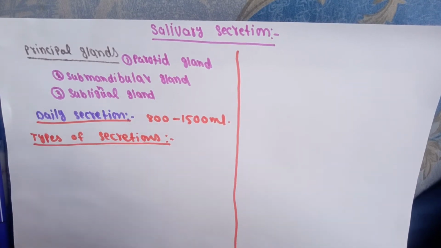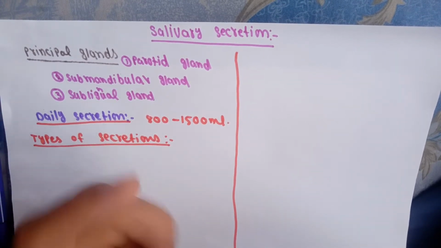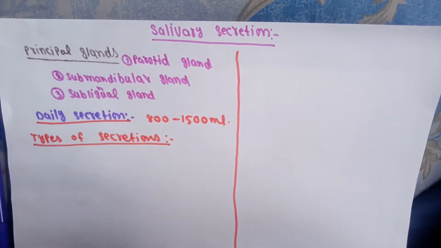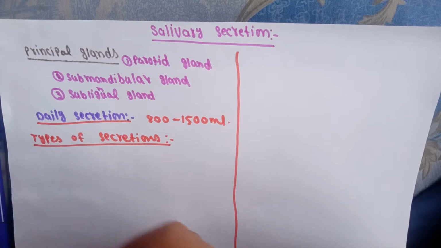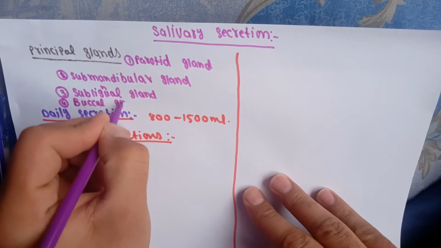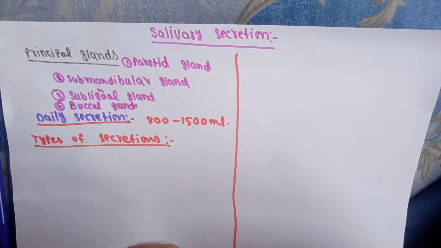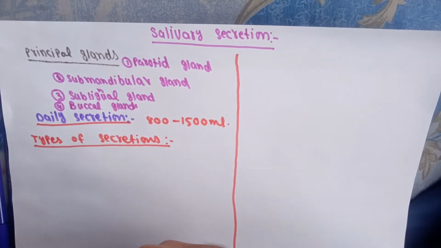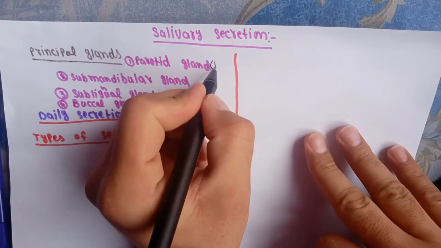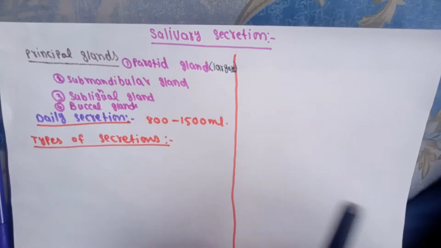In the oral cavity, the principal glands which secrete saliva include the parotid gland, submandibular gland, sublingual glands, and there are also buccal glands. So these are about 3 or 4 types of glands that are involved in the secretion of saliva. Among these, the parotid glands are the largest of all the salivary glands.